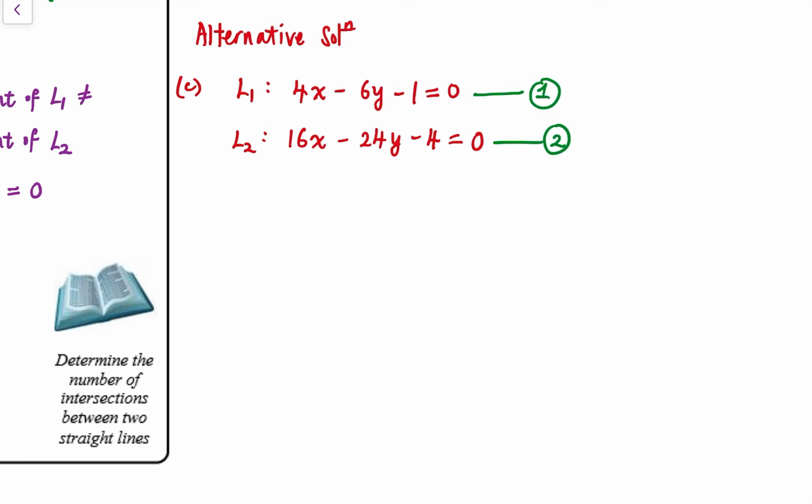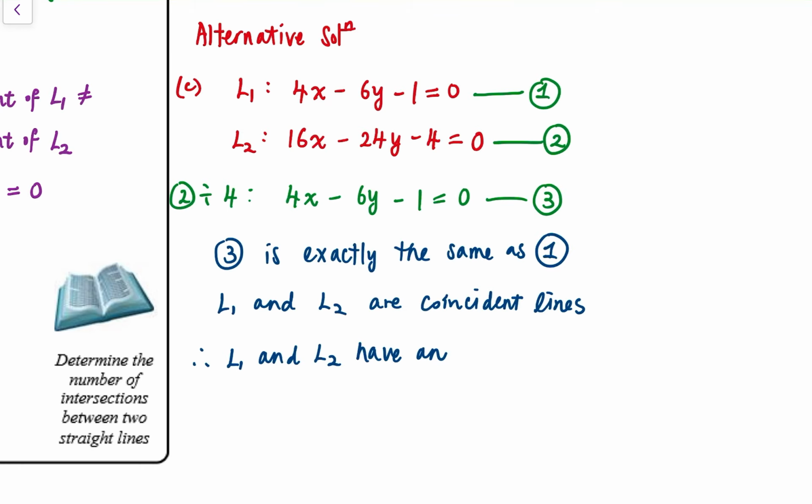Alternatively, we can take L2, equation 2, divide by 4 to see if we can simplify to get equation 1. So L1 and L2 are coincident, and therefore L1 and L2 have an infinite number of intersections.